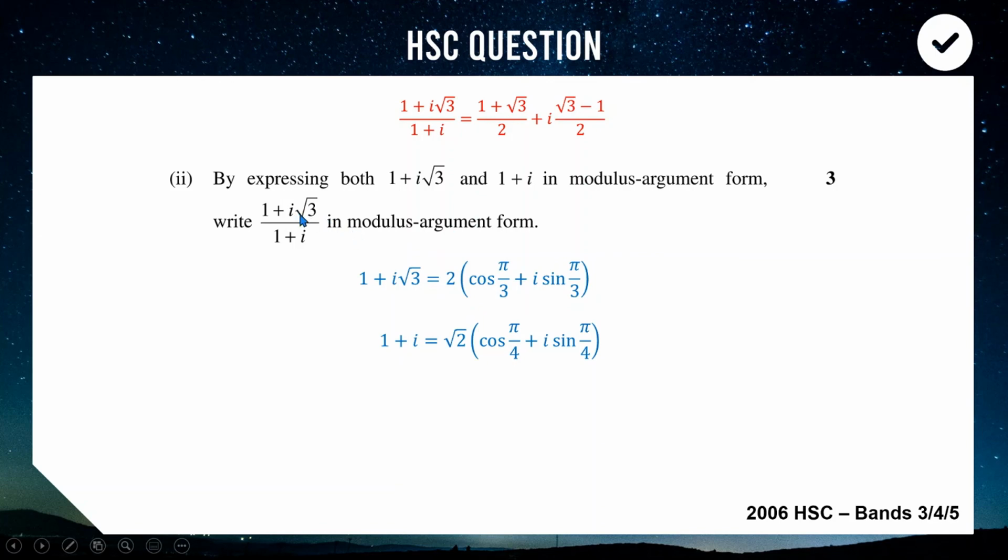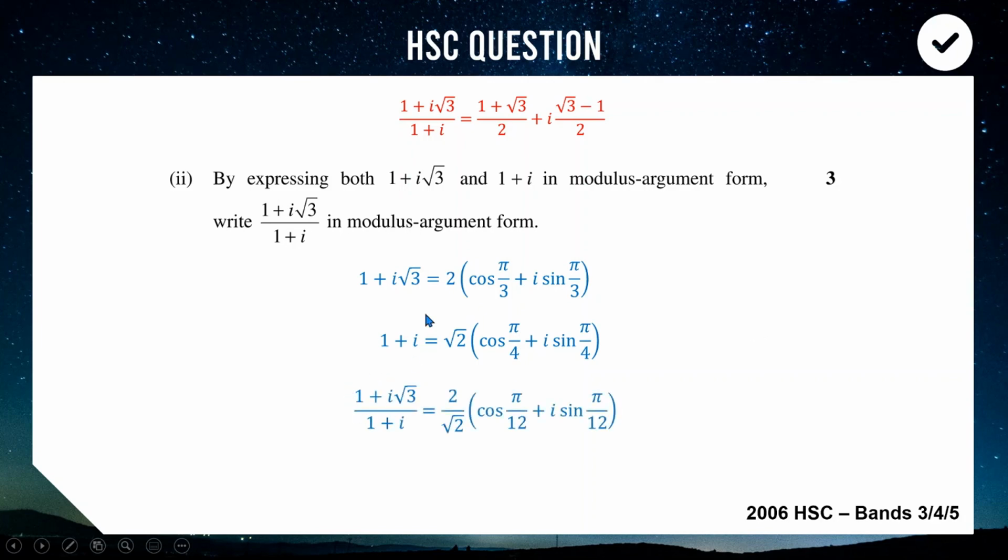Well, we already have the top and the bottom in mod arg form. And how do we do the division of two complex numbers? We've already done that in the previous examples. So we can do 1 plus i root 3 divided by 1 plus i by dividing the moduli and subtracting the arguments. Okay? So we're going to do 2 divided by root 2, and we're going to do pi over 3 take away pi over 4, as we saw previously.